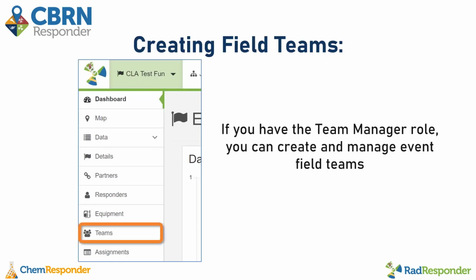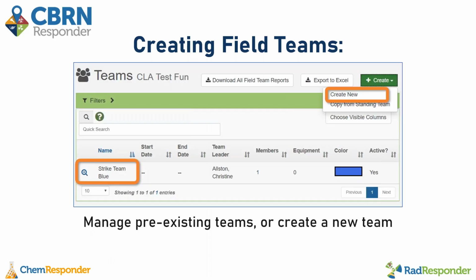So in order to create a field team, you need to navigate to your event and then click Teams on the left-hand side. So just as a reminder, you can only create and manage event field teams if you have the team manager role on the event. From the Teams page, you can view all field teams on the event. And you also have the option to create a new field team. Click that green Create button and then click Create New.